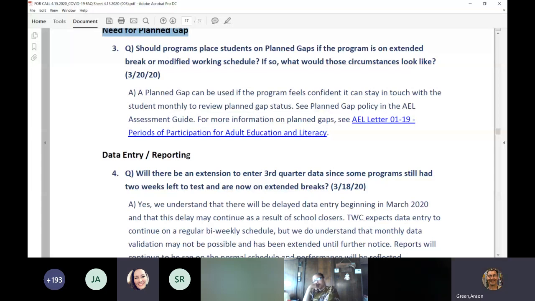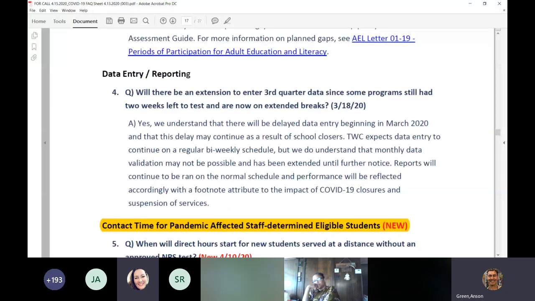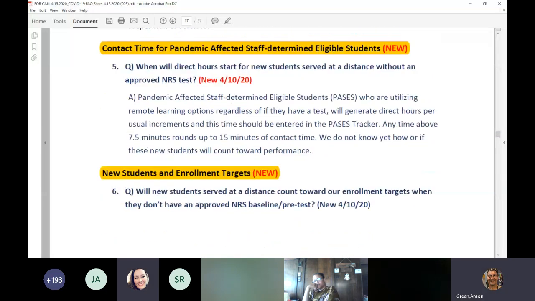So if y'all have any questions on that, kind of be thinking through that. Some of you are using Plan Gap regularly. Some of you don't use it at all, but it is an option. Okay. So let's look at some of these questions on contact time.